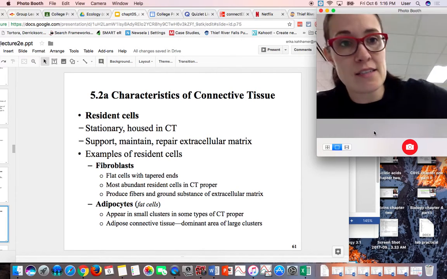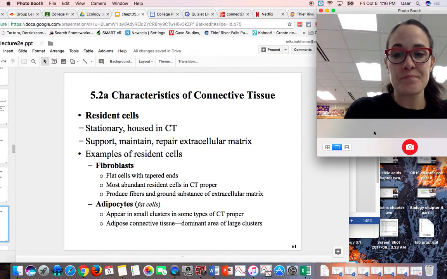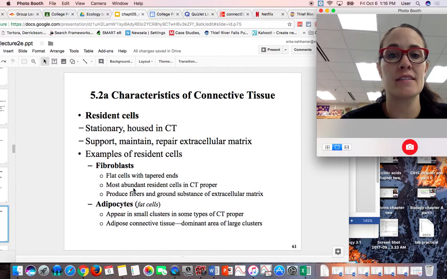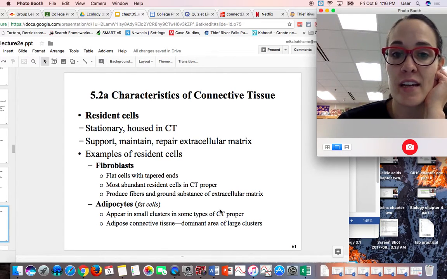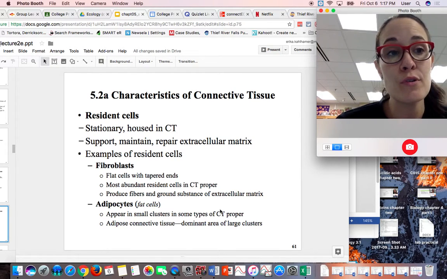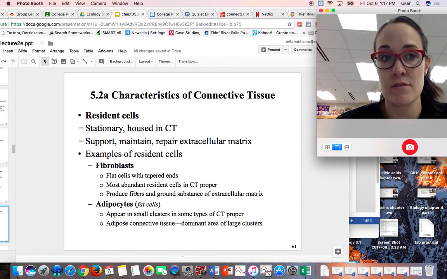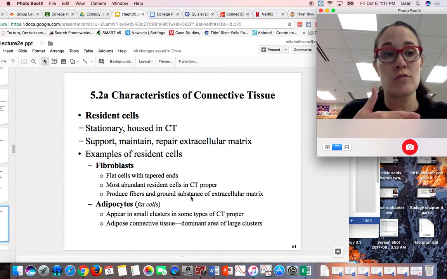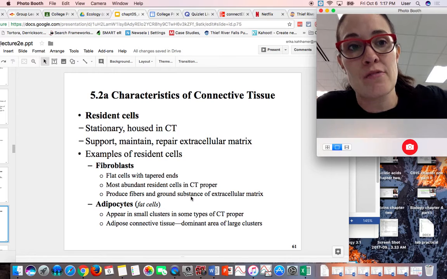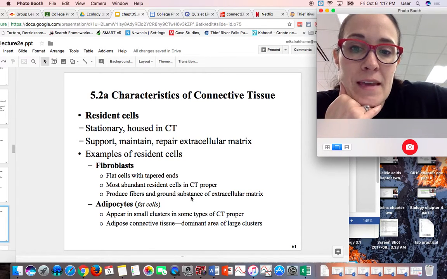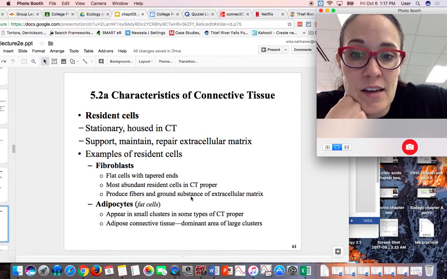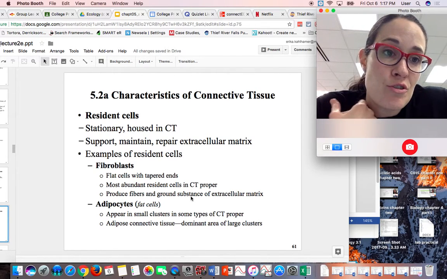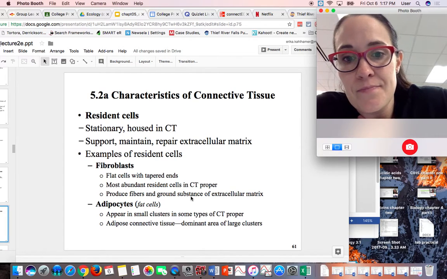Very important kind is called a fibroblast. Flat cells with tapered ends. They're the most abundant type of resident cell within the connective tissue. They produce the protein fibers, like collagen, and they produce the ground substance of the extracellular matrix, so the stuff outside the cells. Another example of a resident cell is an adipocyte, which is a fat cell. So adipose tissue is made up of adipocytes.